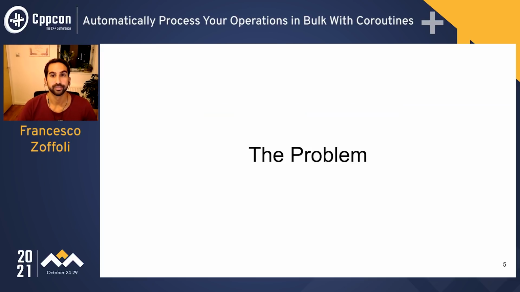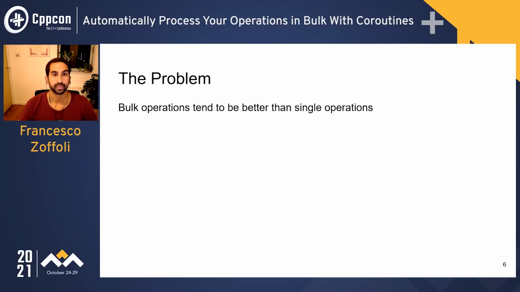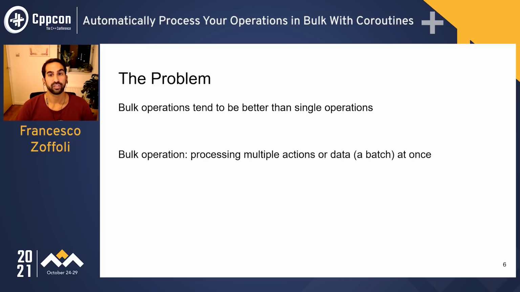Now, let's get started. So let's look at the problem. Bulk operations tend to be better than single operations. But what is a bulk operation? There's no specific definition, but in general, they mean processing multiple actions or data, a batch, at once. And because of this, they are also called batching. You'll hear both in the talk, and they mean the same thing.